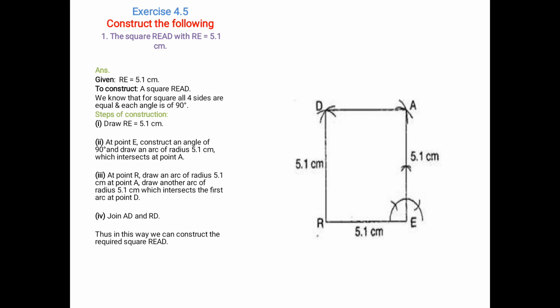Now we will have to follow the following steps of construction in order to construct the square READ. Well, here draw RE of length 5.1 cm. Now at point E construct an angle of 90 degrees and draw an arc of radius 5.1 cm which intersects at point A. Also, at point R, draw an arc of radius 5.1 cm, and at point A, draw an arc of radius 5.1 cm which intersects the first arc at D. Now join AD and RD. Thus, in this way, we can construct the required square READ.